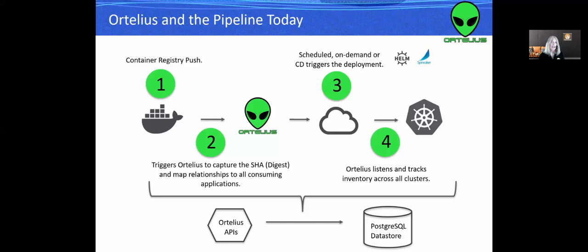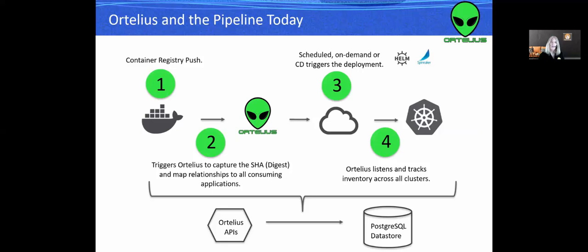And when Ortelius gets triggered, it captures the SHA, and it uses the SHA as a unique identifier for that particular container, and it creates a version of that container, or what we call a component. It could be anything, quite honestly. It doesn't have to be a container, so we call it a component. But if it's a container, we capture the SHA and we map all the relationships it has to any of the consuming applications. Now I'm not going to get into how we do that. It's pretty simple, but the point is that we can version that kind of information.